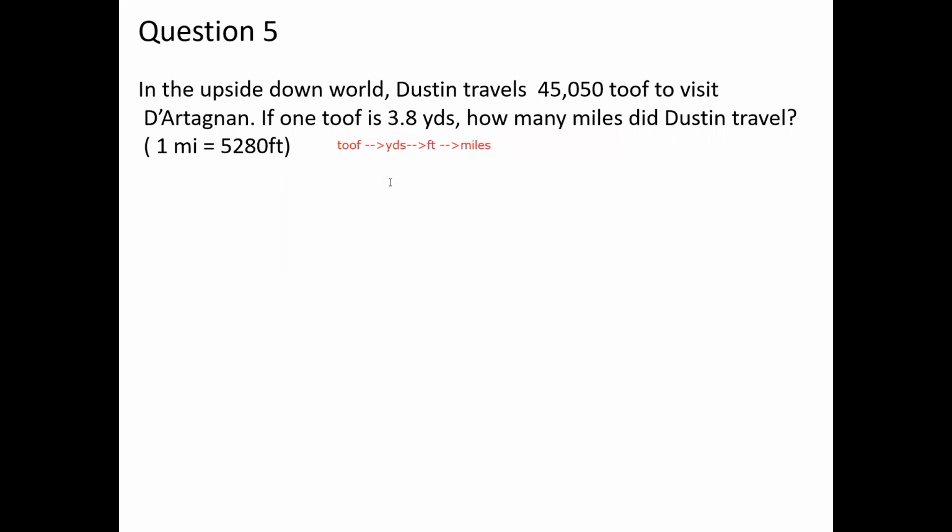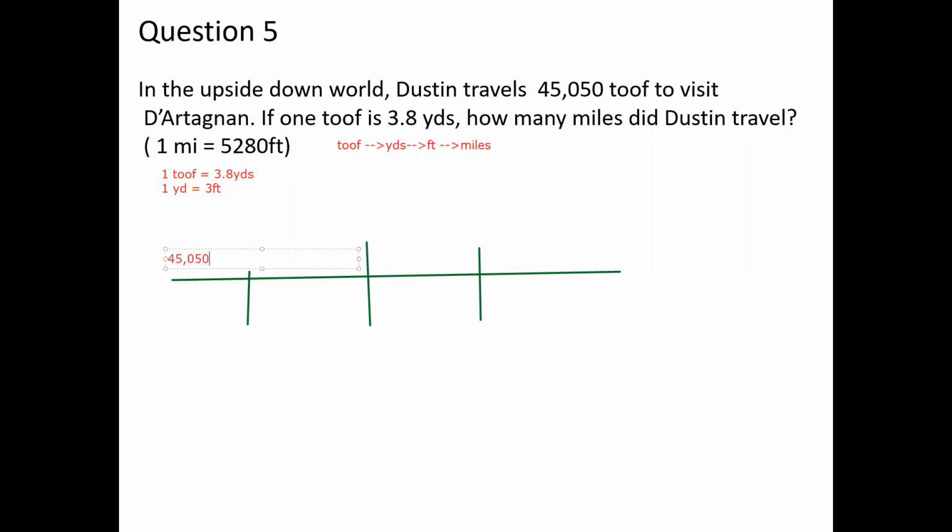So in addition to the conversion factors given to us in the problem, I'll just write the one tooth, 3.8 yards. We need to know how many feet in a yard. So 1 yard, 3 feet. So now we're ready to set up our train track and solve the problem. So again, our original number goes in the first slot, so 45,050 tooth.